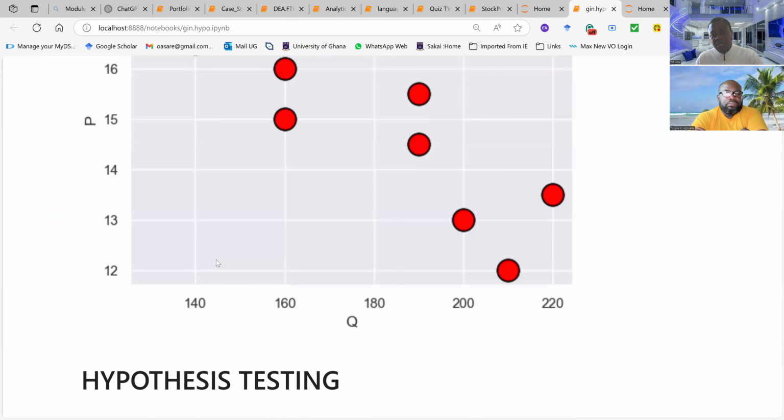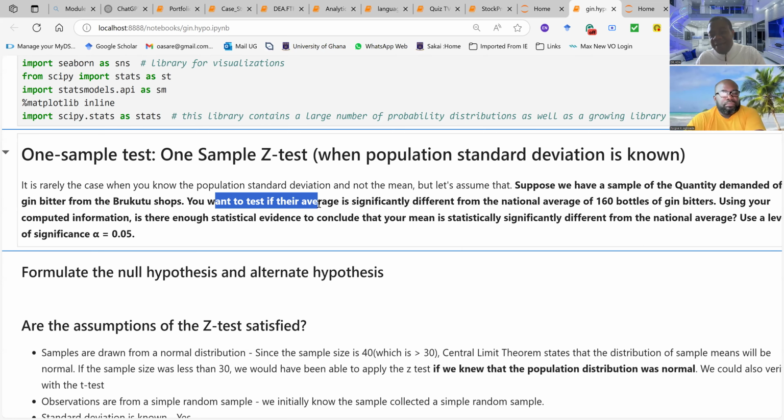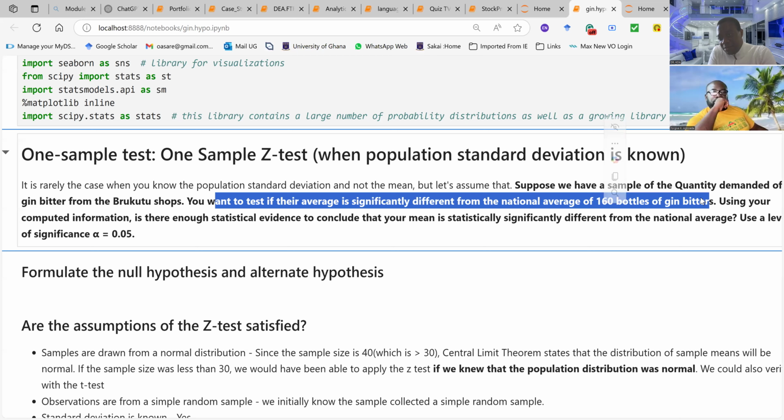The question is this. Look at the question. Question says, suppose we have that sample. You want to test if the mean is significantly different from the national average of 160 bottles of gene bitters. So there is a certain hypothesized mean for the nation, which is like the population, the mu naught. You want to check whether your mean, now right now we don't know the mean, we're going to calculate the mean.